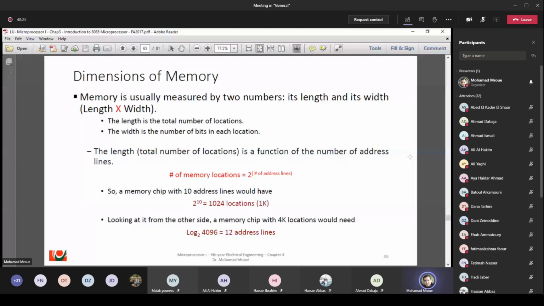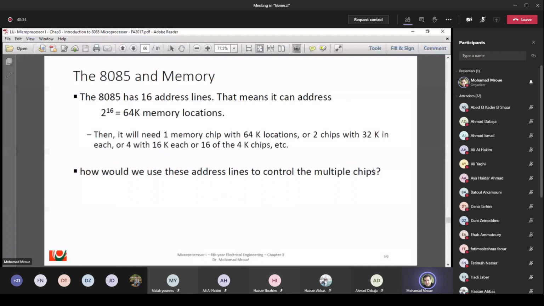Now, the 8085 has 16 address lines. That means it can address 2 power 16, meaning 64K memory locations. Then it will need one memory chip with 64K locations, or 2 chips with 32K locations each, or 4 with 16K, or 16 with 4K chips, etc. How do we use these lines to control the multiple chips? Yes, one question: if we take log base 2 of a number of locations and get a decimal, do we always take the larger value, meaning we round up? Sure.